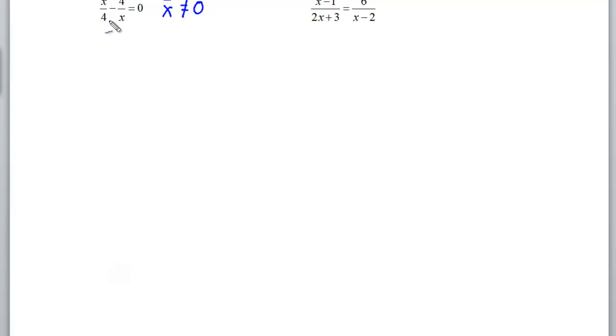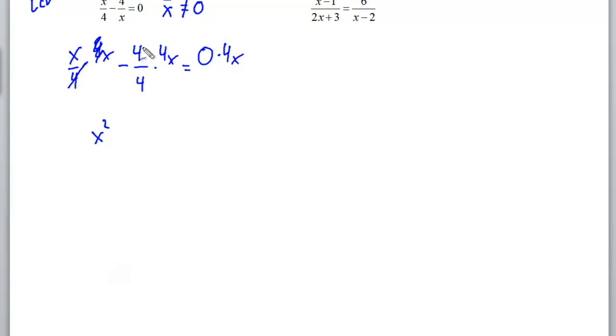So what's my common denominator here? Looks like my common denominator is 4x. So I'm going to multiply everything by 4x. Alright, so I've got x over 4 times 4x minus 4 over x times 4x equals 0 times 4x. So here the 4's cross out, so I got x squared.